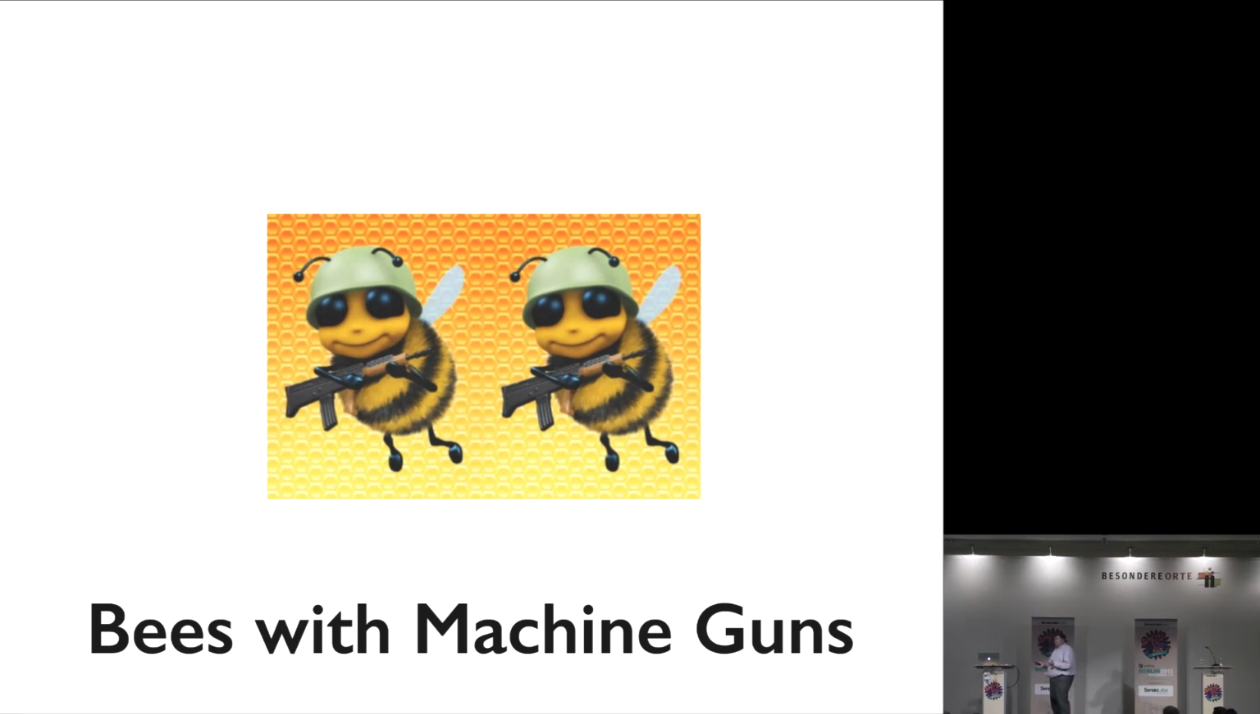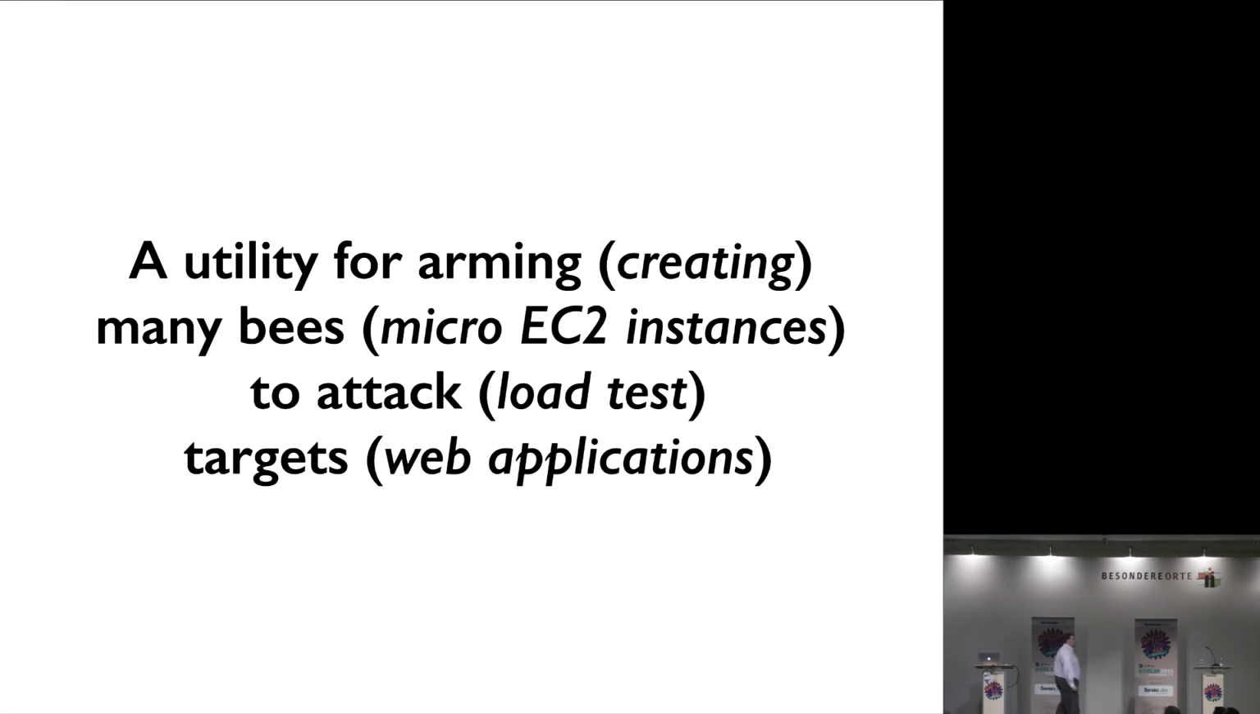So one of my favorite projects in the world, just because of the epic name, is Bees with Machine Guns. Say it with me, Bees with Machine Guns. Oh, sad. Look at that logo. Come on, who doesn't love this? All right, so Bees with Machine Guns is a utility for arming mini bees to attack targets, where arming means creating Amazon EC2 instances to load test web applications.